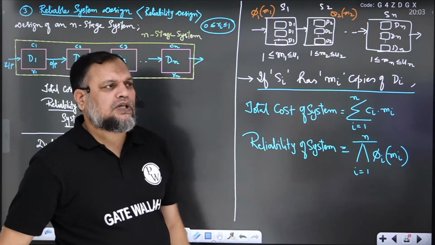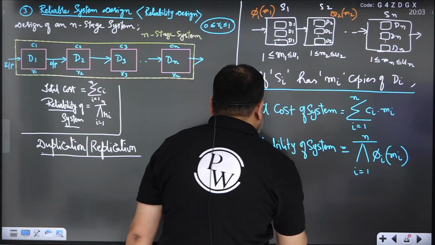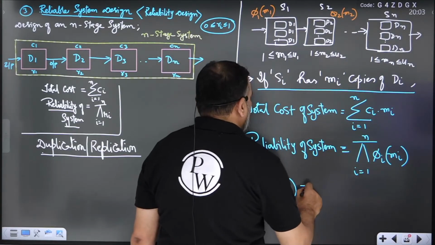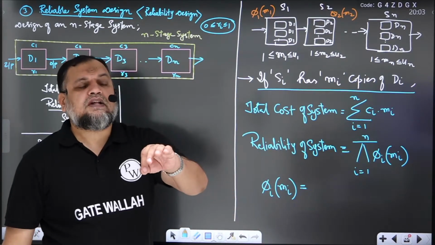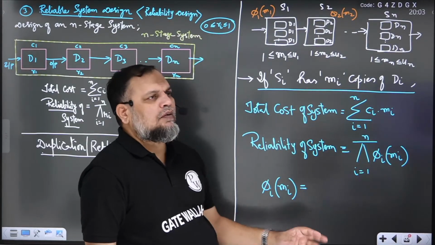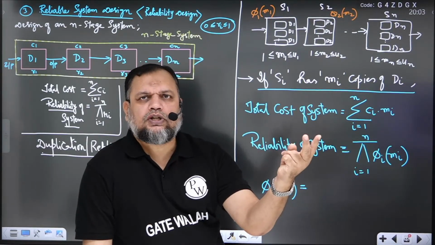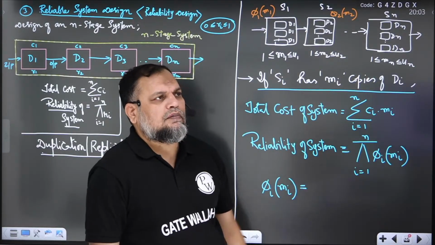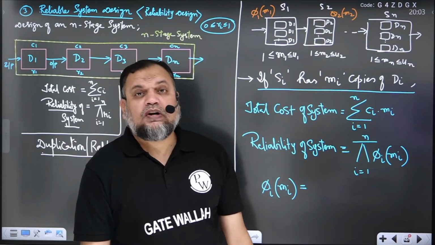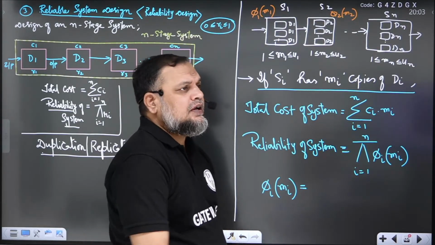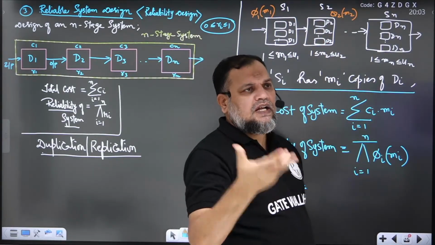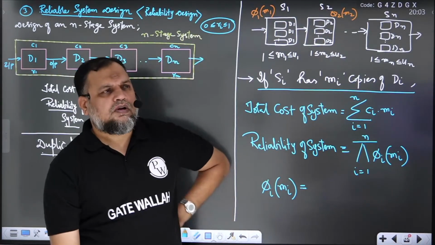This is a 2-mark question which I am asking you. Can anybody suggest to me what will be the formula for pi i of mi? If you can tell me the answer, then I can say for sure with confidence that you are good in probability. What is the formula for pi i of mi? 2-mark question, potential question, 4 options can be given. Come on, tell me. What is pi i of mi? Again I am telling you, pi i of mi represents the reliability of stage i having mi copies. So what is the formula for it?